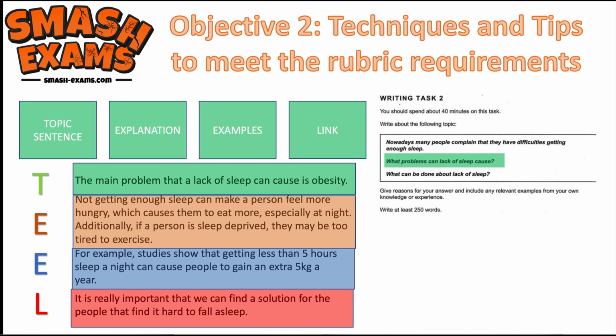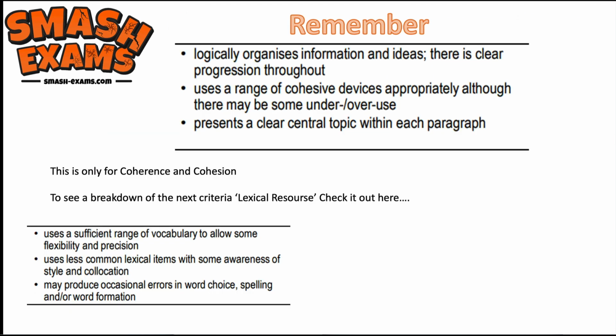So if you can nail this and get a 7, and you can use the other videos in this series to help you with the other parts of the rubric, you should be able to get a level 7. So as a reminder, you need to organize your information and ideas using intro, body paragraph 1, body paragraph 2, conclusion. You need to use cohesive devices or linking words, and you need to present a clear central topic within each paragraph by using the TEEL method.